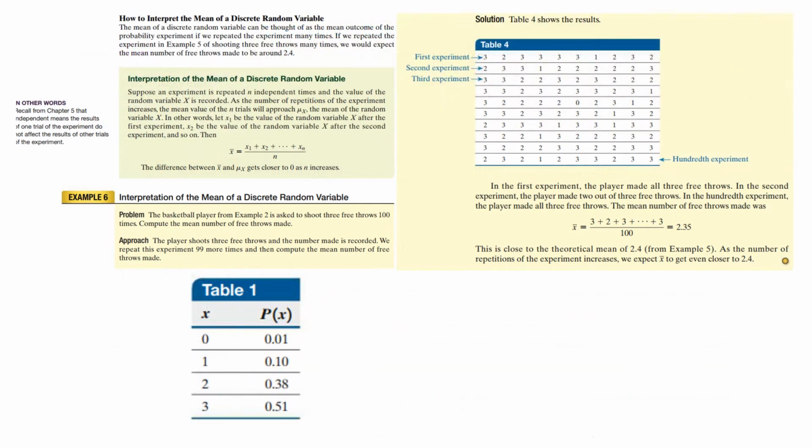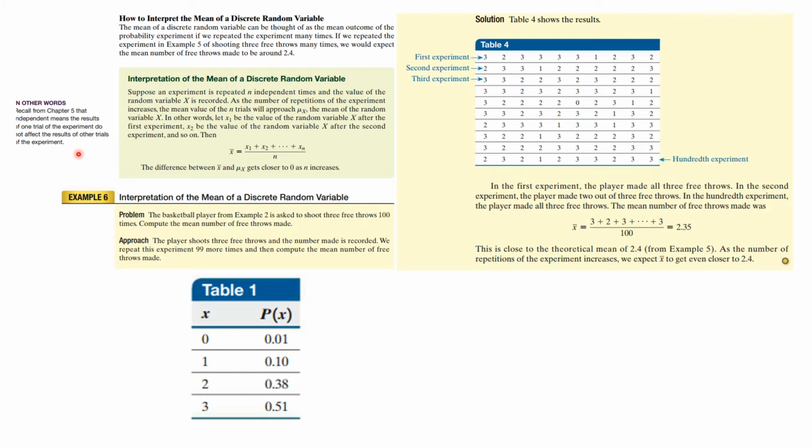Okay, so how do you interpret the mean? Well, it can be thought of as the mean outcome of a probability experiment if we repeated the experiment an infinite number of times. So you remember we talked about x bar, meaning you would add up all the values that you get through n tries and divide by n. But the law of large numbers said that as n goes to infinity, this goes to the mean.